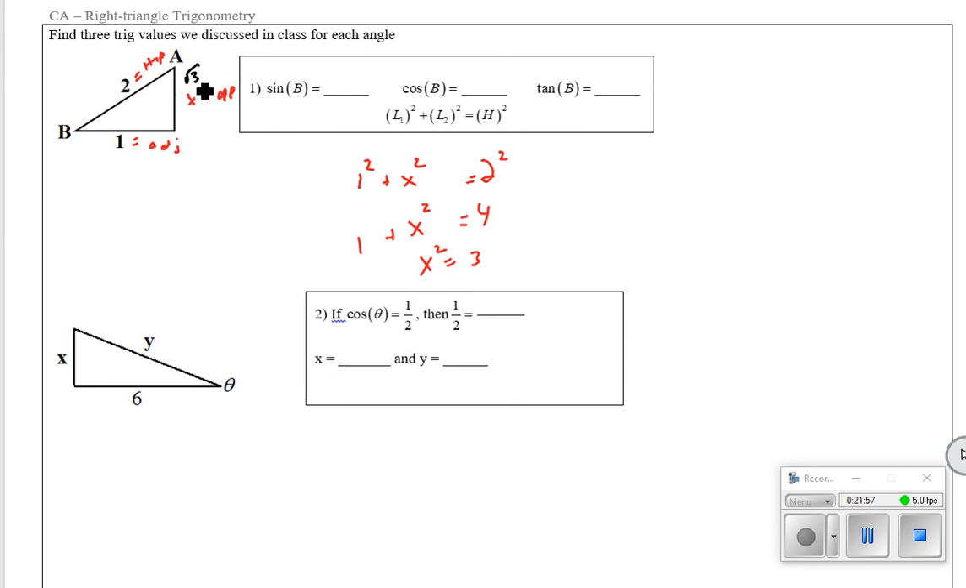So the sine is the opposite over the hypotenuse. The cosine is the adjacent over the hypotenuse. And the tangent is the opposite over the adjacent.